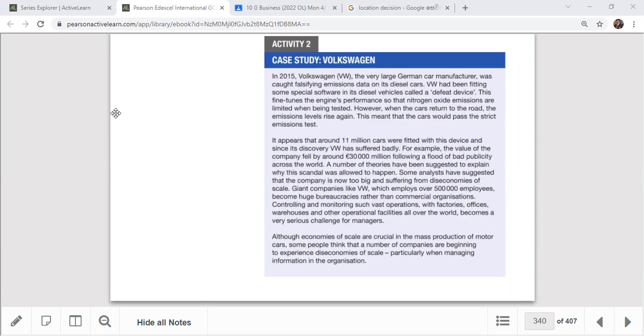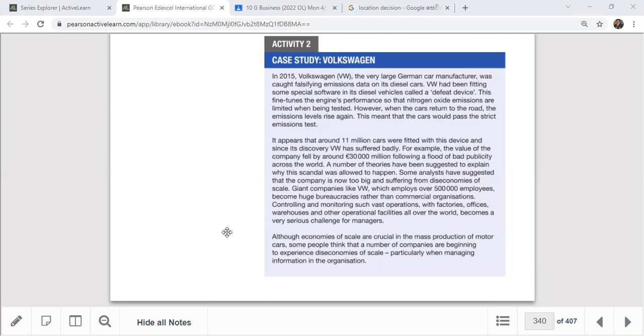Some analysts have suggested that the company is now too big and suffering from diseconomies of scale. Giant companies like VW, which employs over 500,000 employees, become huge bureaucracies rather than commercial organizations. Controlling and monitoring such vast operations with factories, offices, warehouses, and other operational facilities all over the world becomes a very serious challenge for the manager.